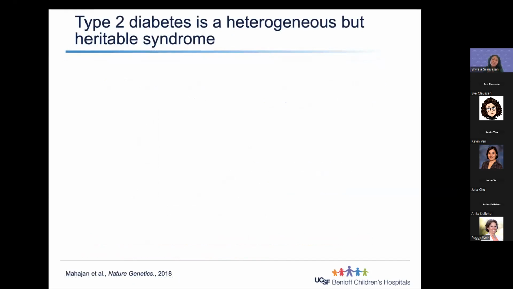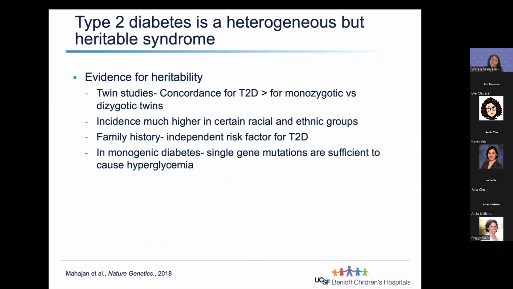We now know that type 2 diabetes is a heritable syndrome, but it is also a very heterogeneous syndrome. The evidence for heritability comes in multiple ways. There have been early twin studies that show that concordance for type 2 diabetes risk is greater in monozygotic versus dizygotic twins. We know that the incidence is much higher in certain racial and ethnic groups.